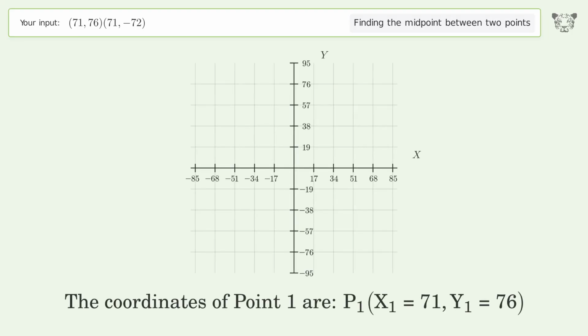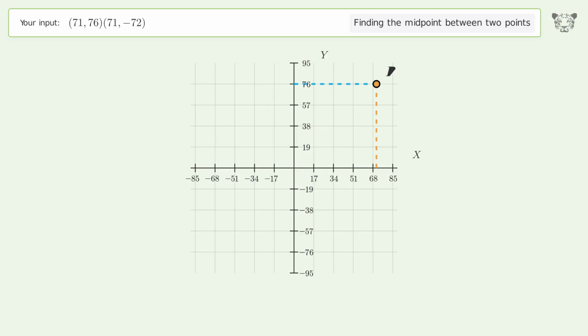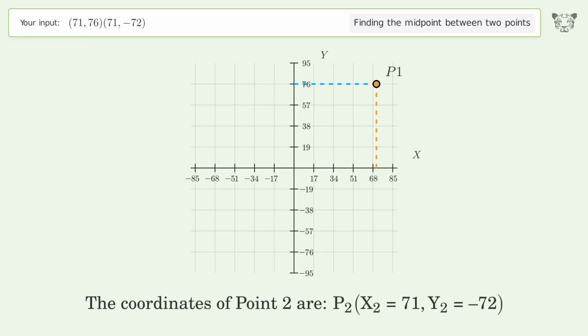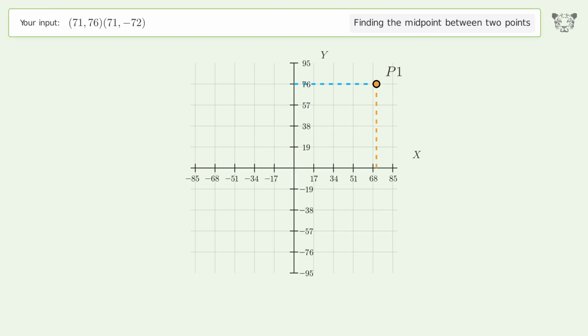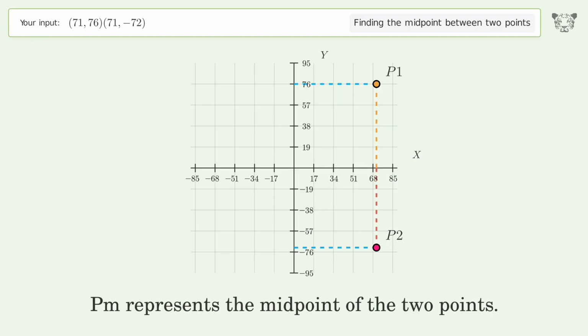The coordinates of point 1 are x1 equals 71, y1 equals 76. The coordinates of point 2 are x2 equals 71, y2 equals negative 72. PM represents the midpoint of the 2 points.